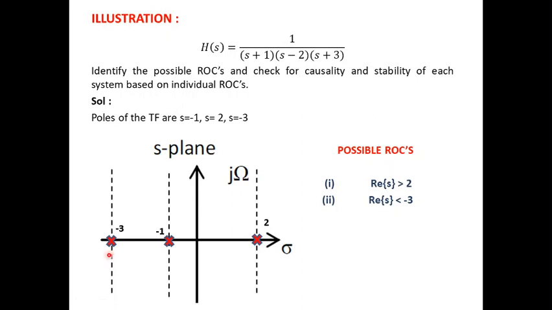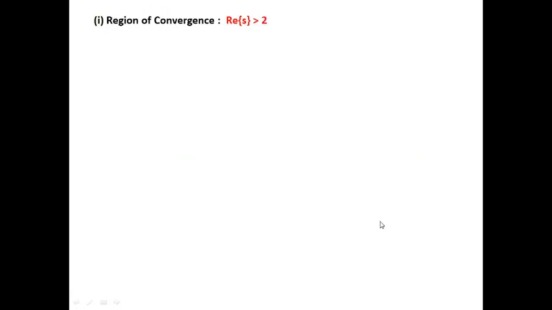Then the third case is, if the given signal is an addition of right-sided and left-sided, the ROC will lie between the extreme poles minus 3 and 2. So real part of s greater than minus 3 and lesser than 2. So for any given system, if nothing is mentioned about causality or we are not knowledgeable about the signal in time domain, from the transfer function we can directly conclude that there are 3 possible ROCs. Now for each possible ROC, let us analyze the causality and stability.